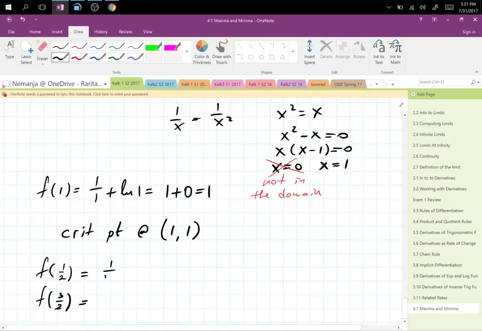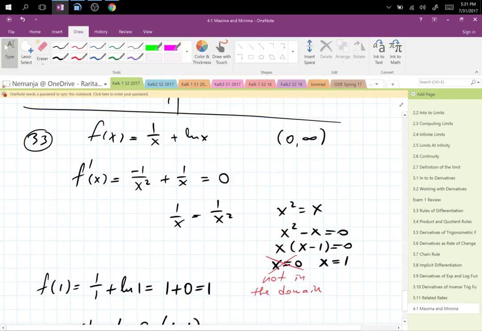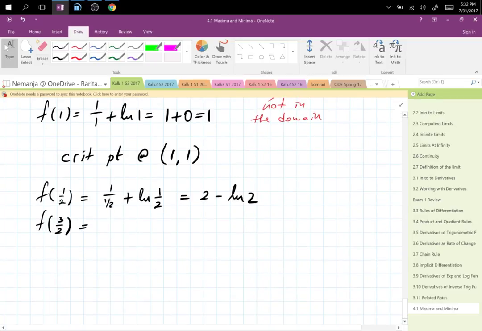So this will be 1 over 1/2 plus ln of 1/2, right? So that's 2 minus ln 2. What I did is I made this 2 to the minus 1, then the minus 1 jumps in front and changes the sign, so it's 2 minus ln 2. Now that's a positive value.